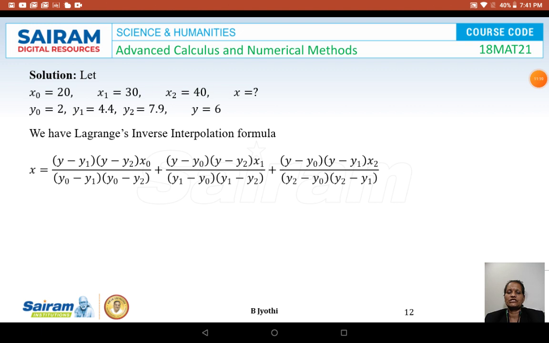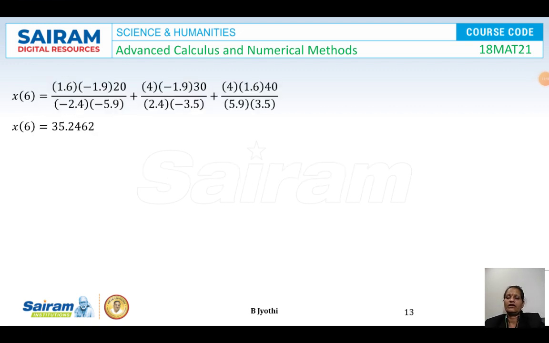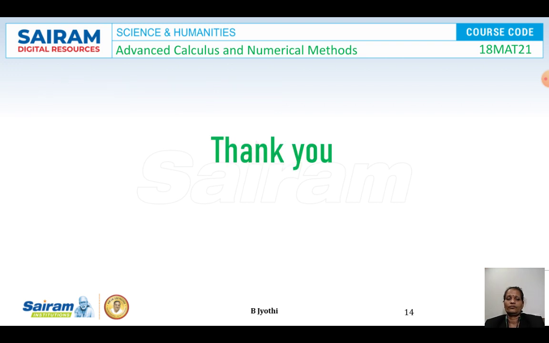Now we will substitute the values. Then we get x of 6 is equal to 1.6 into minus 1.9 into 20 divided by minus 2.4 into minus 5.9 plus 4 into minus 1.9 into 30 divided by 2.4 into minus 3.5 plus 4 into 1.6 into 40 divided by 5.9 into 3.5, and on simplification we get x of 6 is equal to 35.2462. Thank you.